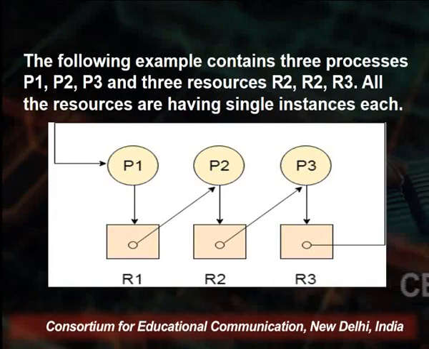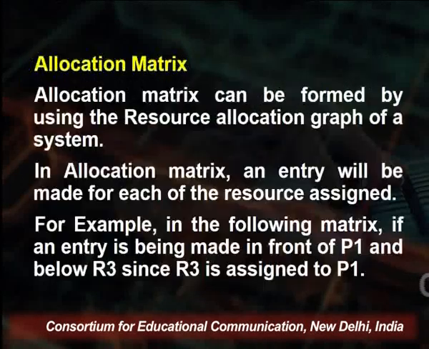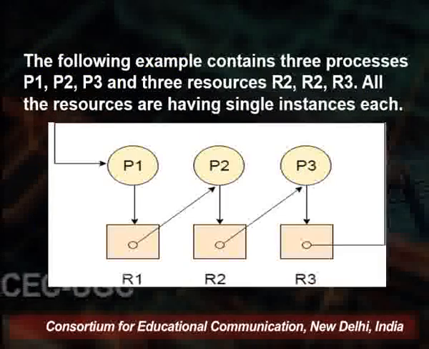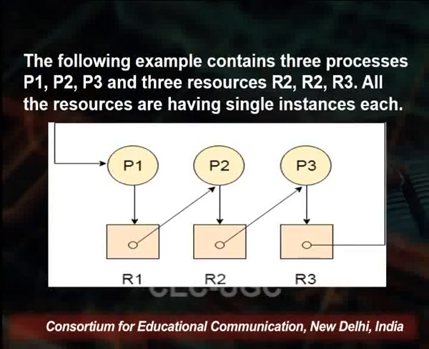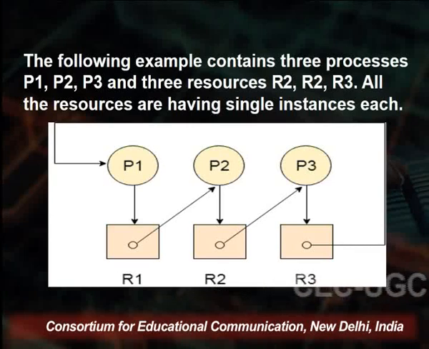And please note that here R1, R2 and R3 have single instances of all these resources. Now with these single instances, this is going to result in a deadlock, because the cycle is also existing here. So this is an example where, with single instances of the resources along with the presence of the cycle, the system is going to end in a deadlock.